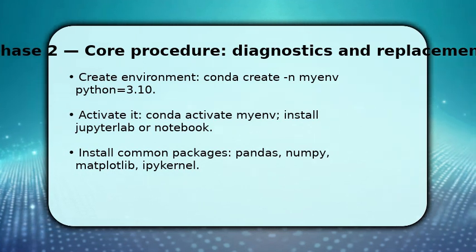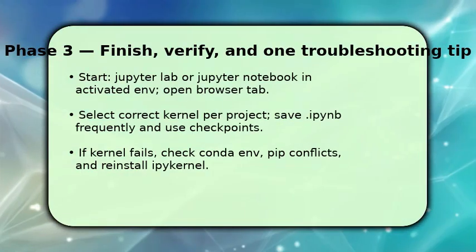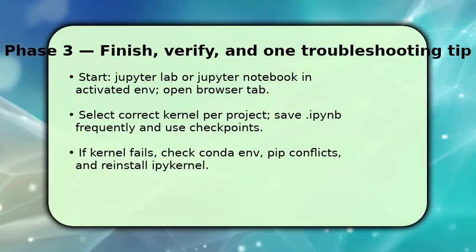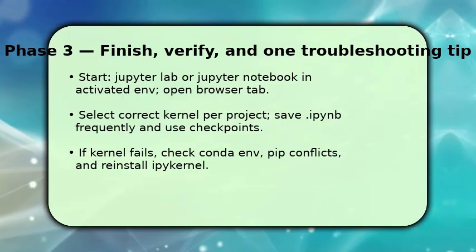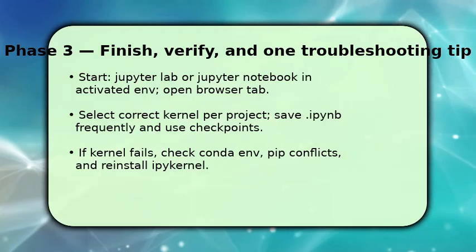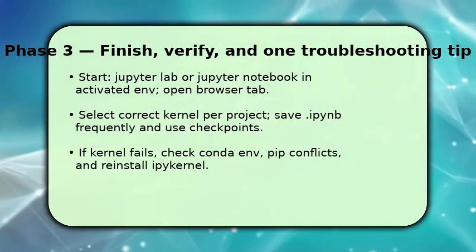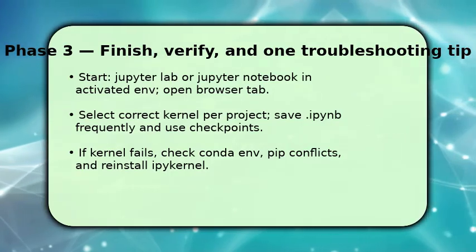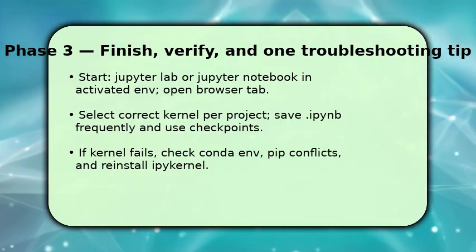You will finish by launching Jupyter and managing kernels during work. Start JupyterLab or Jupyter Notebook from the activated environment and open your ipynb file, then choose the Python (myenv) kernel to ensure packages match. Make sure to save often and use checkpoints before major changes. If the kernel dies or package import errors appear, check that you activated the correct conda env, inspect pip versus conda conflicts, and reinstall ipykernel. That usually restores a stable kernel quickly.